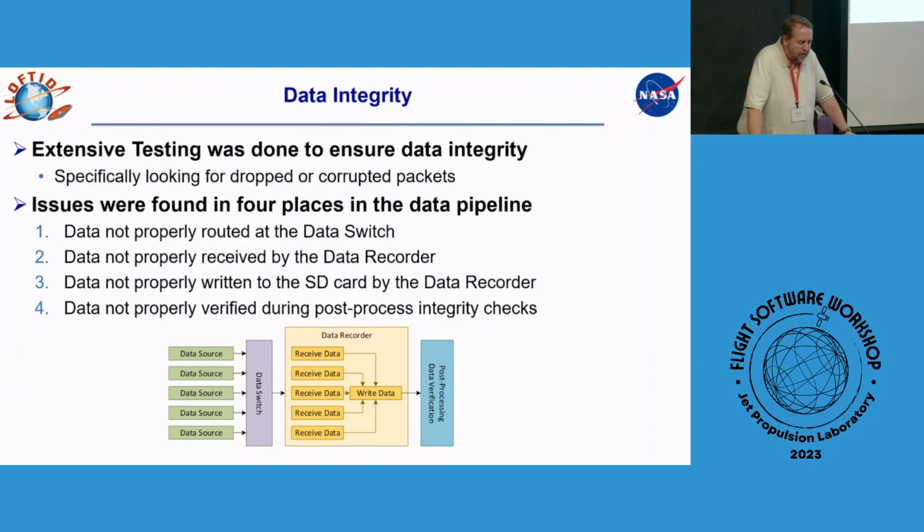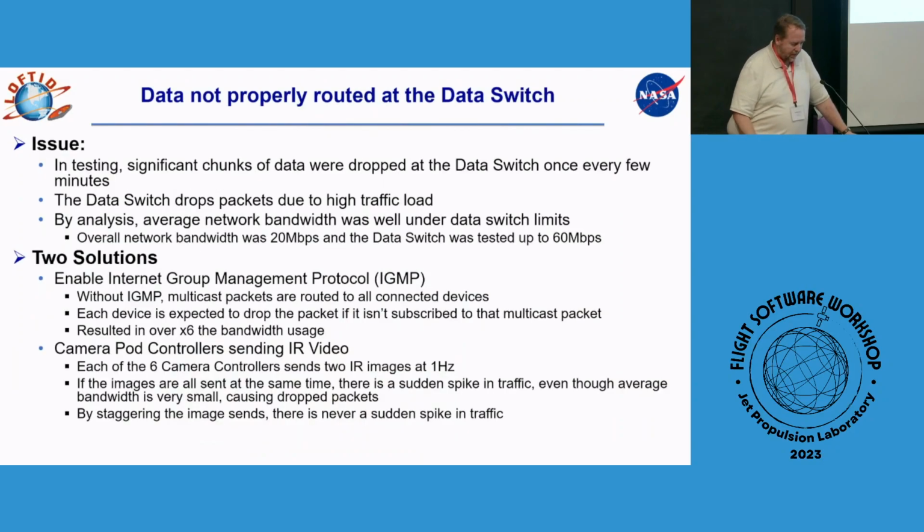We found the data was not being properly routed at the switch, was not being properly received by the recorder, and was not being written by the recorder. So here's what we did about that. The first one was interesting. The data switch was spec'd out just fine. We looked at it all. We said we have 20 megabits of data. We tested the data switch up to 60 megabits of data. We said this switch has plenty of bandwidth.